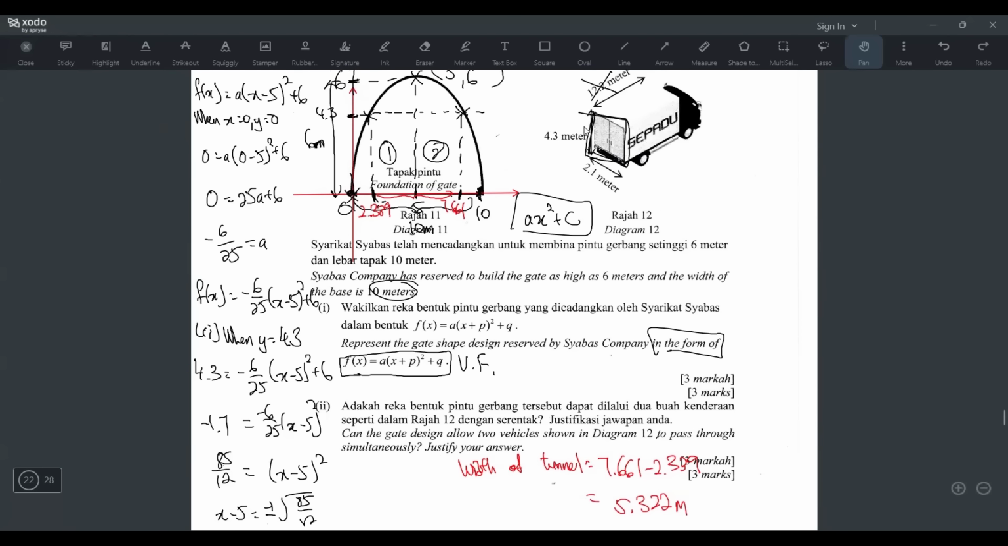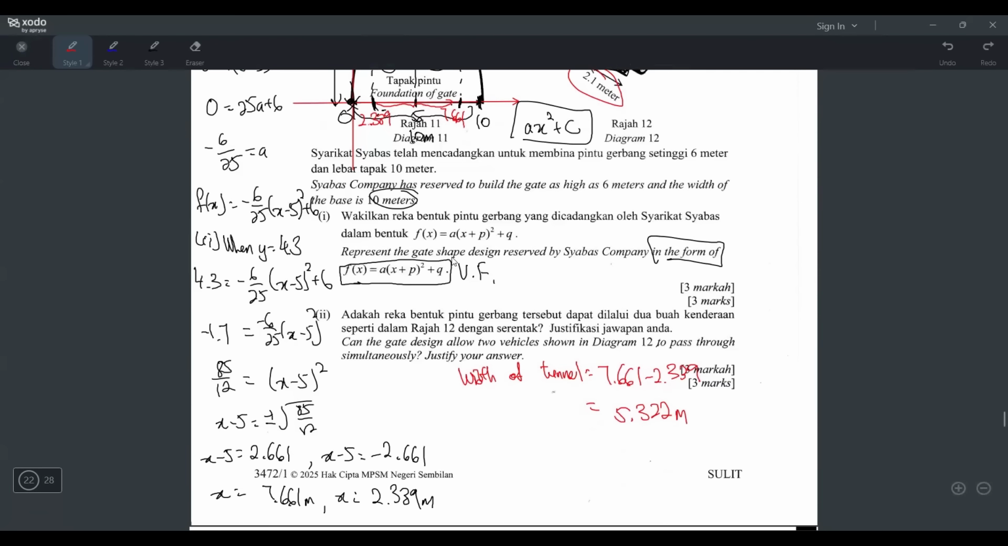All right, the height confirm is enough already. 4.3 confirm is enough already. But the width will be 2.1 meter times 2. So the width of two vehicles will be 2.1 meter times 2, which is 4.2 meter. So can fit lah. Yeah, can fit because the width of tunnel is bigger.